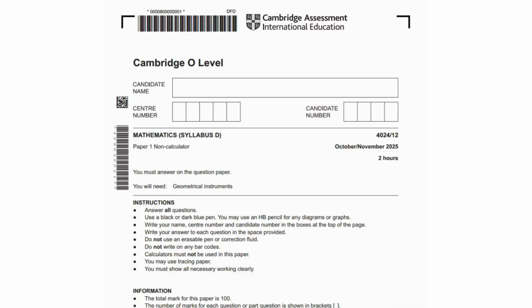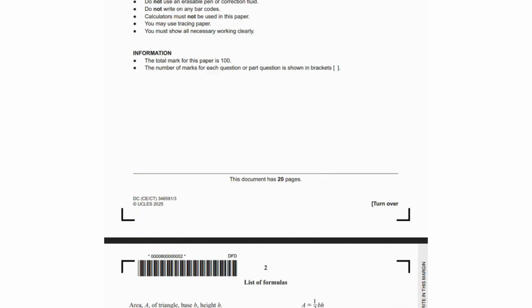So today we're going through the second variant for paper 2. This is Cambridge O Level Maths for October-November 2025. In this video, we'll see how this paper was easy or difficult compared to the first variant and how we can easily solve questions without using the calculator. So let's start with this.